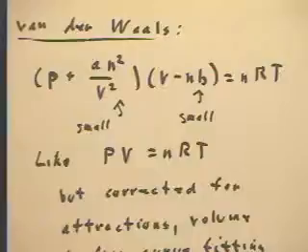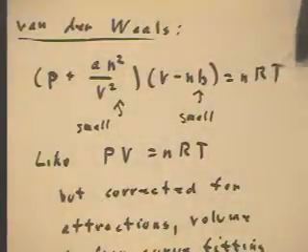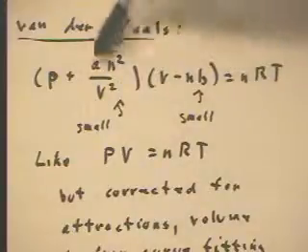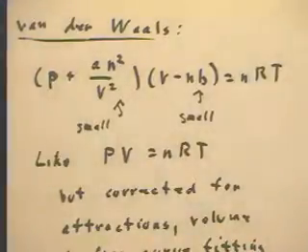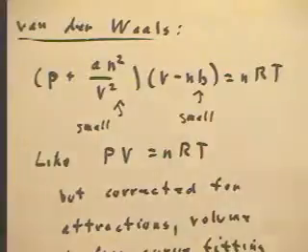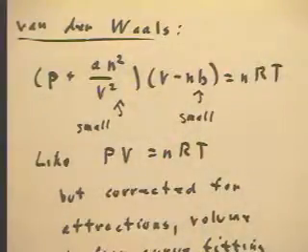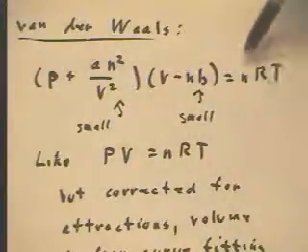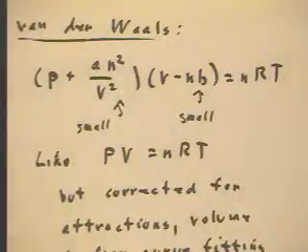Okay, the van der Waals correction pretty much says PV equals nRT. You have these small terms here that we use to correct for things like attractions and volume occupied by molecules. Okay, we have a correction an squared over V squared here, where n is the number of moles and V is the volume of the substance.